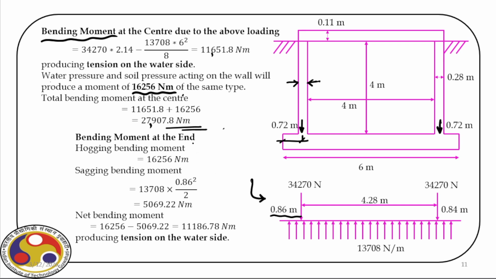Then at the end, we have to find out the bending moment which is hogging due to this loading here. That hogging bending moment is obviously 16,256 Newton meter, and the sagging bending moment we can find out. We know the reactions in Newton per meter. So sagging bending moment is 5,069.22 Newton meter. So the net bending moment is the difference between these two, which is 11,186.78 Newton meter. And it is producing tension again on the water side.